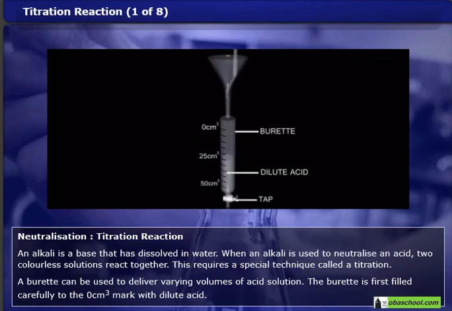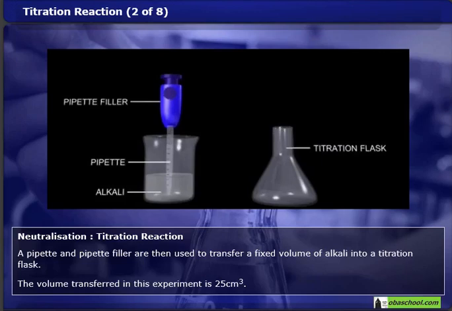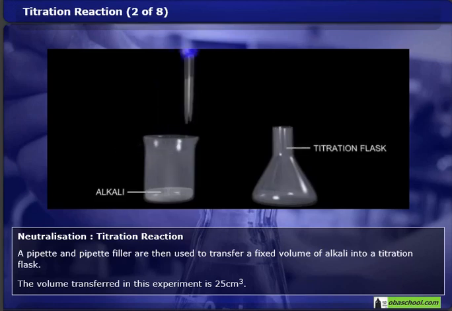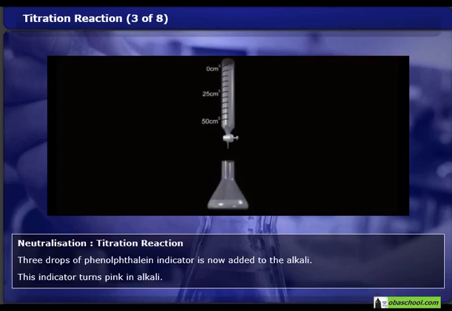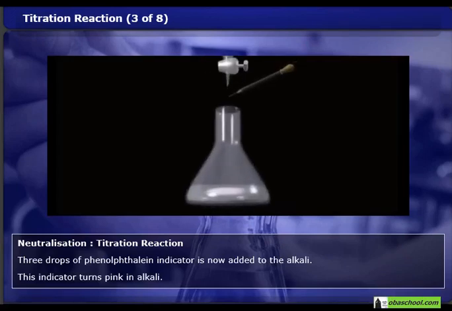The burette is first filled carefully to the 0 centimeters cubed mark with dilute acid. A pipette and pipette filler are then used to transfer a fixed volume of alkali into a titration flask. The volume transferred in this experiment is 25 centimeters cubed. 3 drops of phenolphthalein indicator is now added to the alkali. This indicator turns pink in alkali.